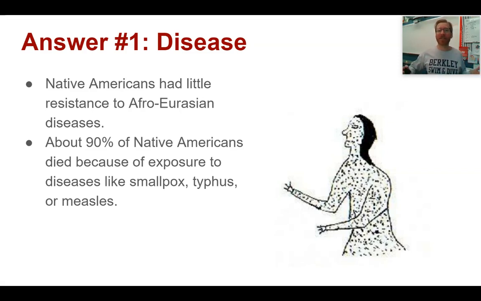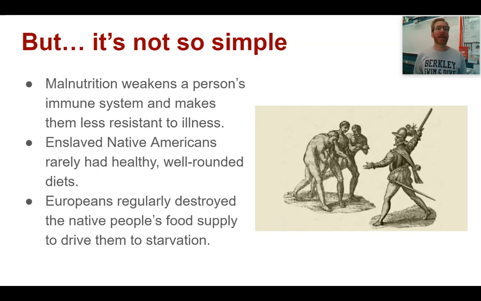Now, there were a lot of diseases taking lives. The big ones are smallpox, that's kind of top of the list. Typhus and measles were also big ones. Now, it's not that simple, though, just to say that 90% of people died from this disease. We know from a previous lesson that when smallpox got into the Inca population, it killed off about 50%. There's a big gap between 50 and 90. Well, what else was going on plays a role here.